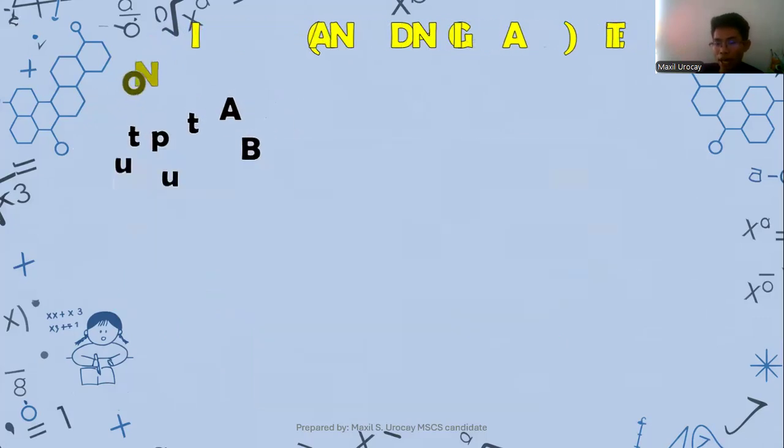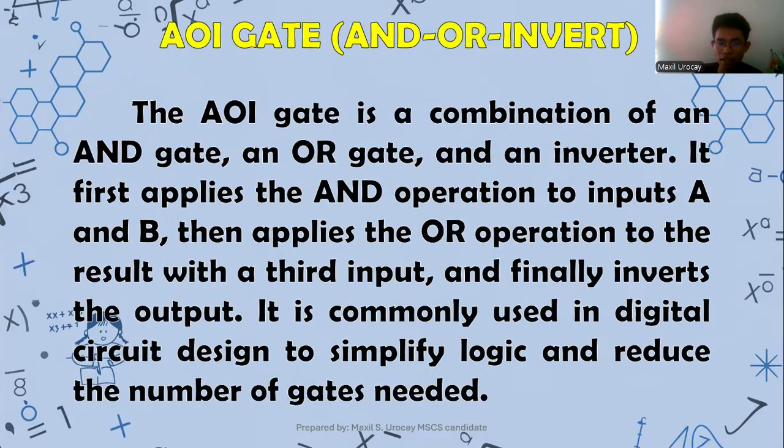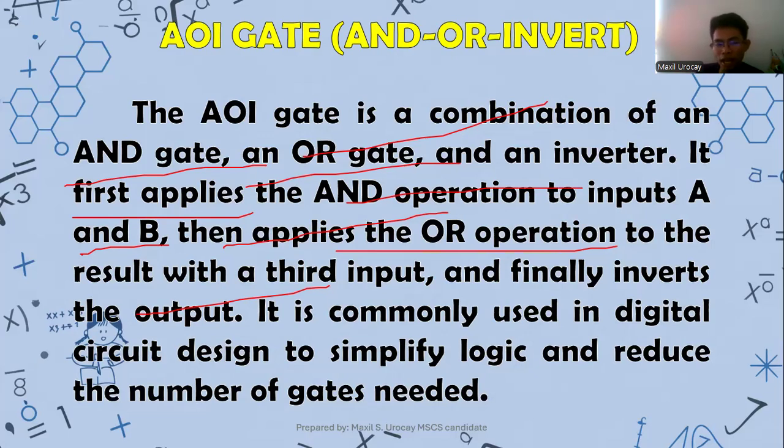And the AOI gate, or the AND-OR-invert gate, is a combination of the AND gate, the OR gate, and an inverter. It first applies the AND operation to inputs A and B, then applies the OR operation to the result with the third input, and finally inverts the output. It's commonly used in digital circuit design to simplify logic and reduce the number of gates needed.